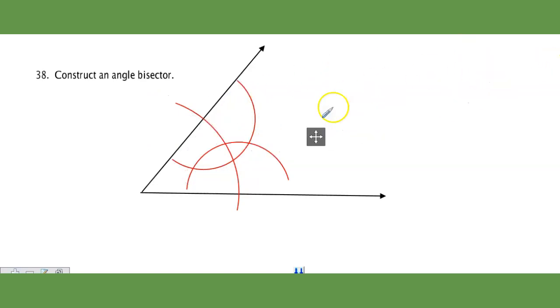And you can see right here where the two arcs intersect twice. That's going to be my path for my angle bisector. So then this goes right through here. And now I have created an angle bisector where these two are the same measurement. Okay, and that wraps up the constructions.